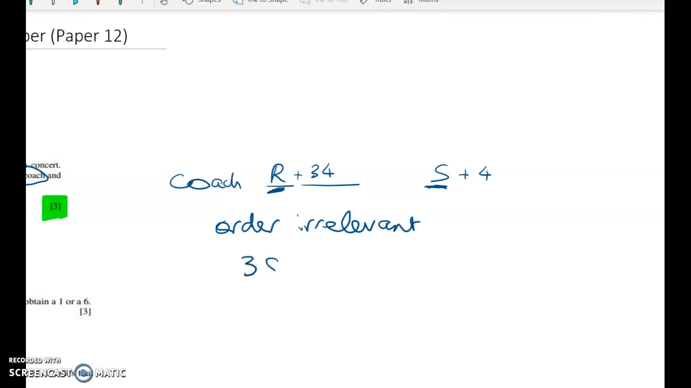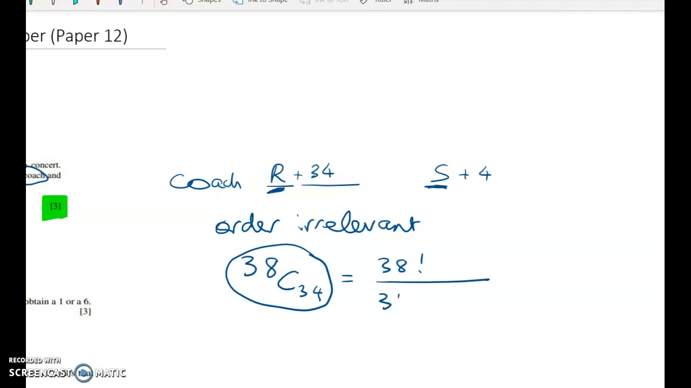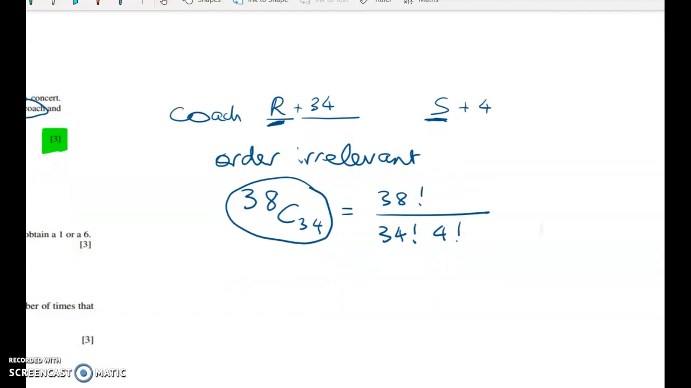So all I've got to do here is 38 choose 34. It's a combination, not a permutation, right? So you must show that working, and then I always like to just go over what the definition of a combination is, because sometimes we're going to need to use that, right? So 38 choose 34 is this thing here.